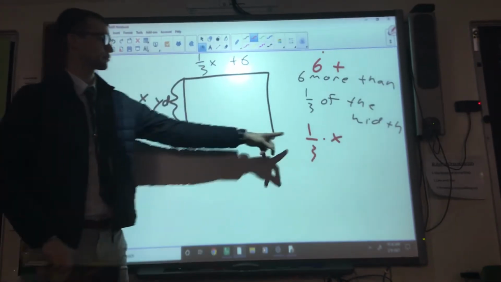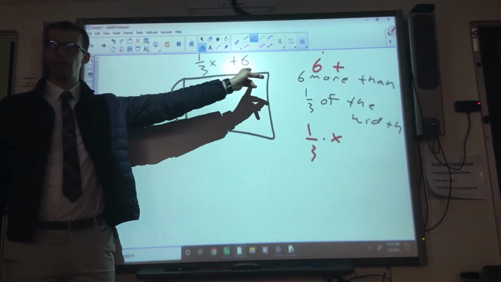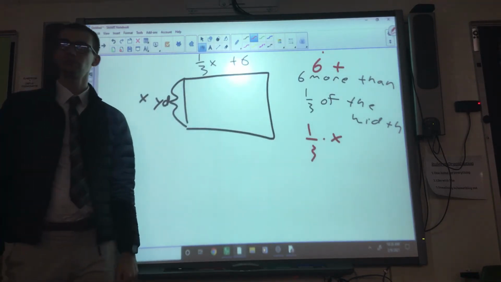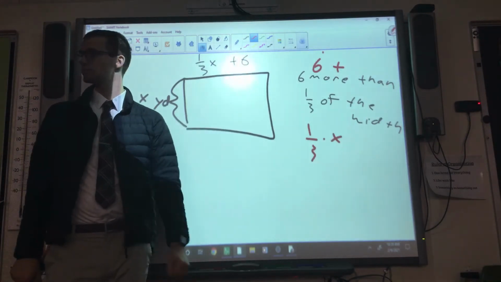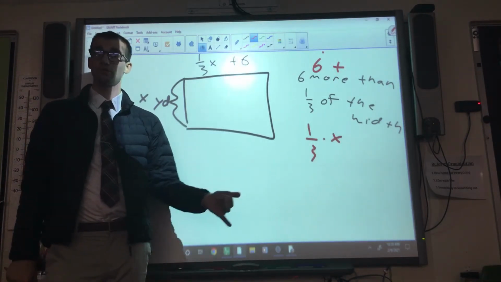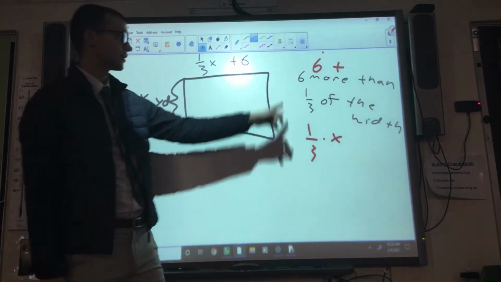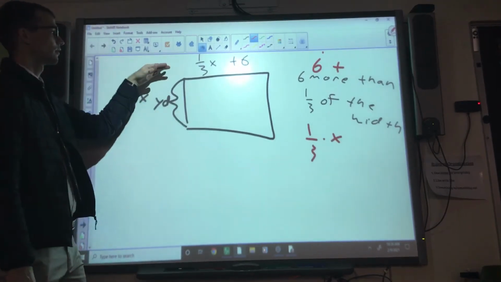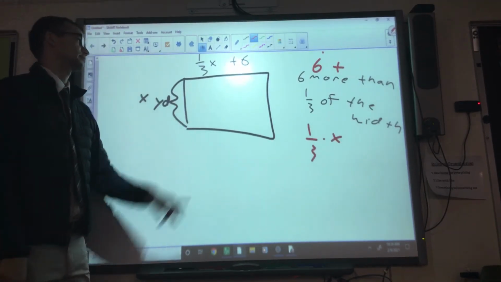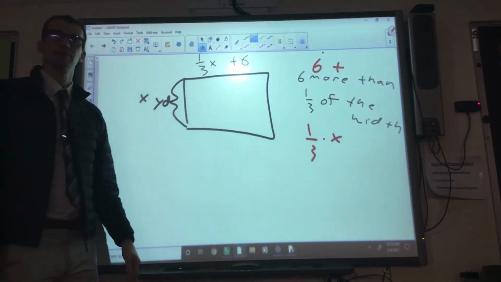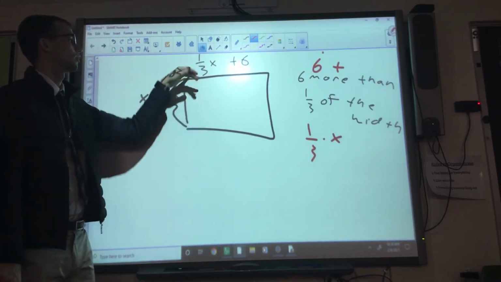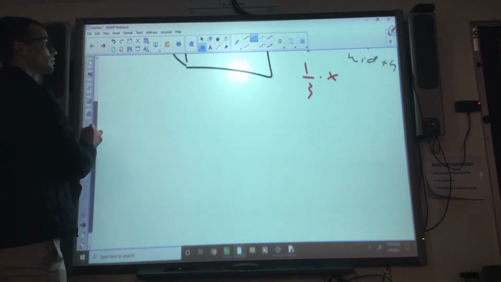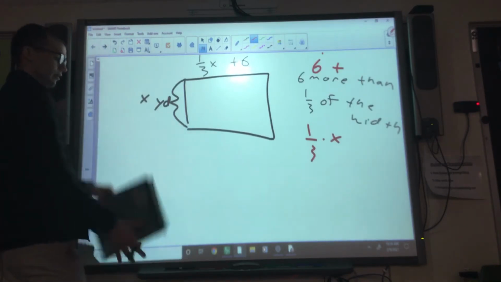Does it matter if it's 6 plus 1/3 x or 1/3 x plus 6? Does the order matter with addition? No. If this was subtraction, would it matter? Yeah. If this said 6 less than 1/3, then it would have to be minus 6. You could say technically minus 6 plus 1/3 x, but that's a little bit more confusing. So 1/3 x plus 6, and then you have to actually do the multiplication to find the area.